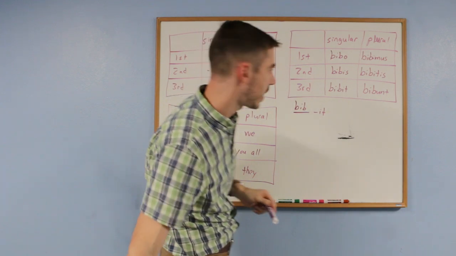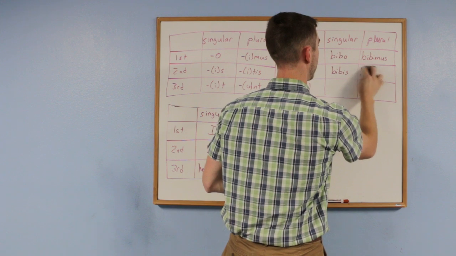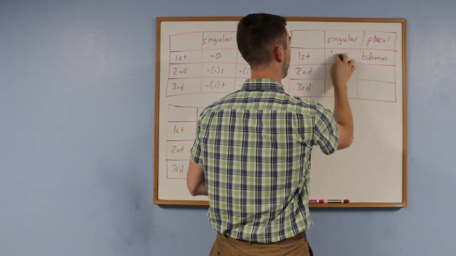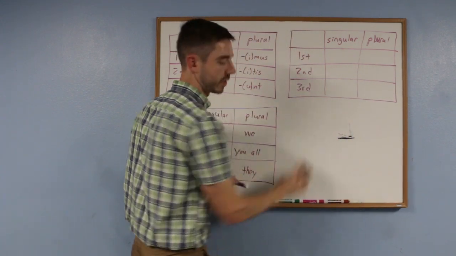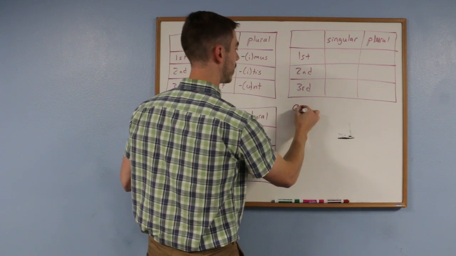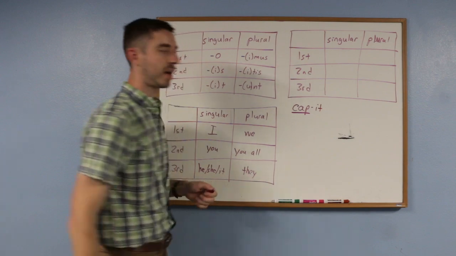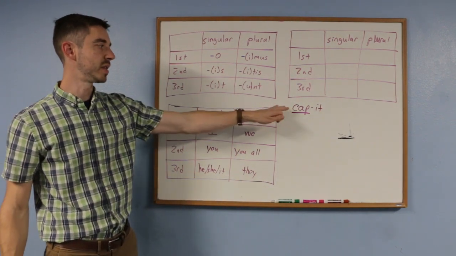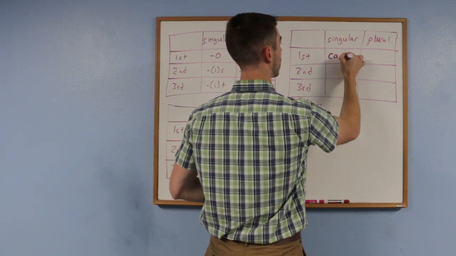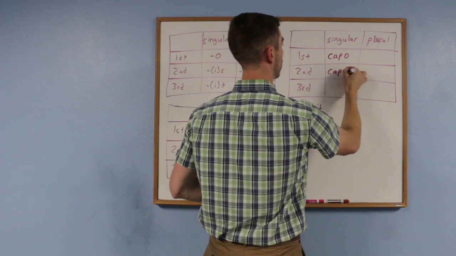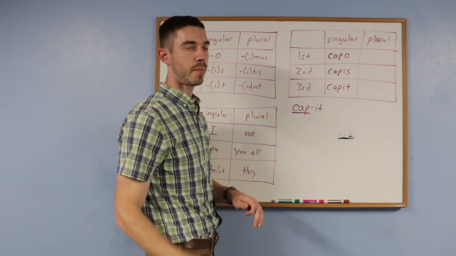Now we have capit. Let's do that quick. All right, so what is the stem of capit? Again, we just take the it off, and we have cap is the stem. So now we just put the different endings on, and we have capio, capis, capit. I forgot to say capit means catch.